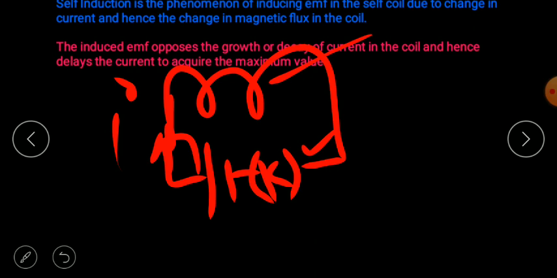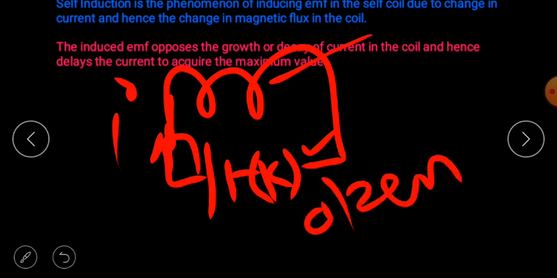Now after some time when this key is opened, the current in the coil starts decreasing till it becomes zero. During this period, the magnetic flux linked with the coil also decreases and hence an EMF is induced in the coil to oppose the decaying current. I hope this is clear to you.